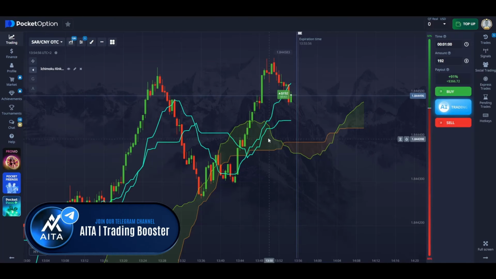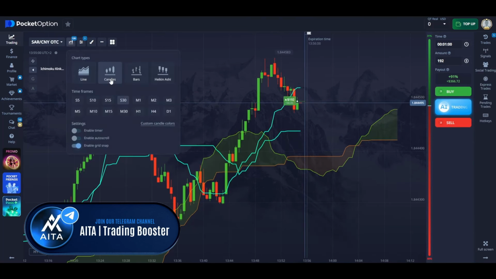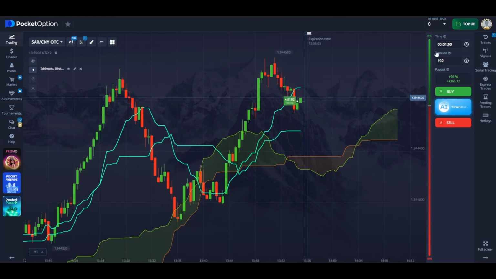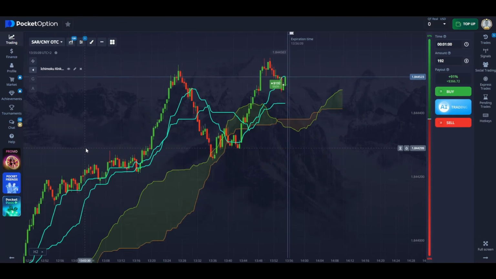We also have market settings. The market settings are 50-second Japanese candlesticks and an expiration time of 1 minute. But where can you find the settings for the indicator itself?